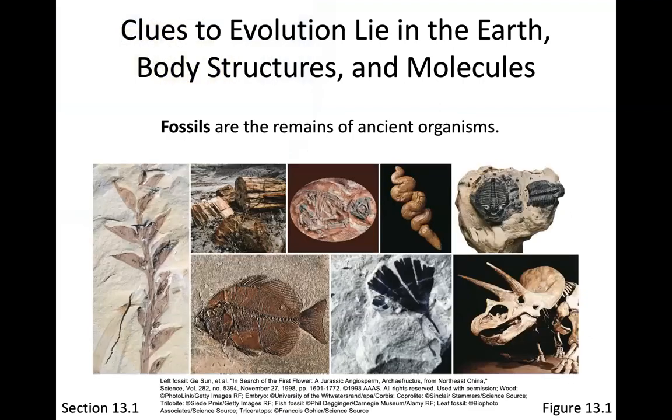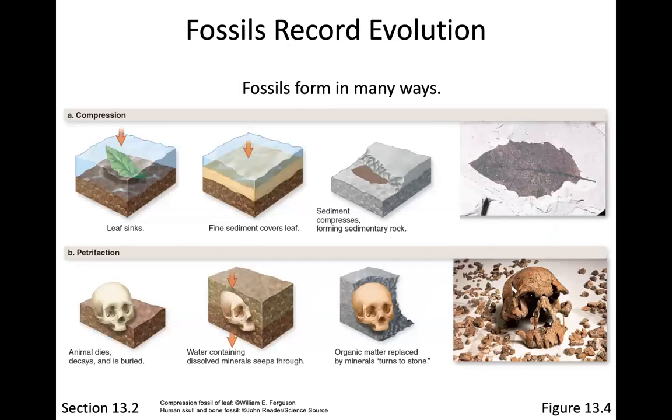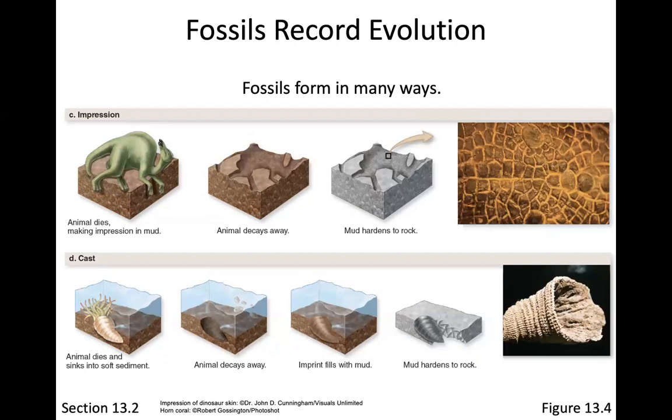So what are some clues? Well, the biggest clues, and I'm sure most of you are familiar with these, are fossils. These are remains of ancient organisms, and these are things that we have been able to identify, classify, and even characterize the differences between current species and more historical species or ancient organisms. Fossils can form in many ways. It could be by compression, by petrification, impressions, or castings. These are the different types of fossils that have formed over many different years.